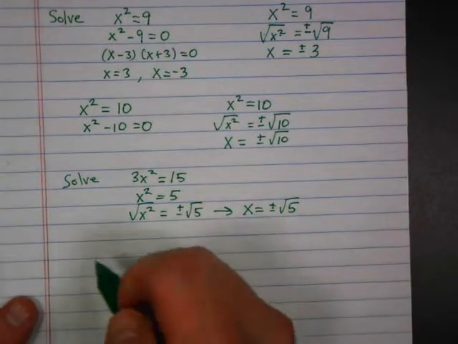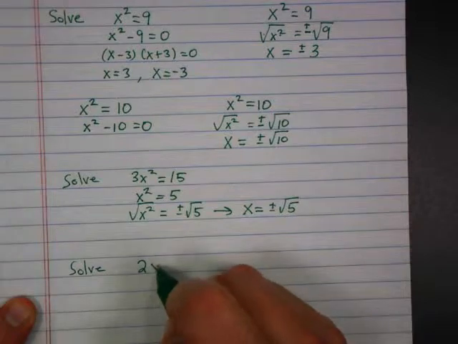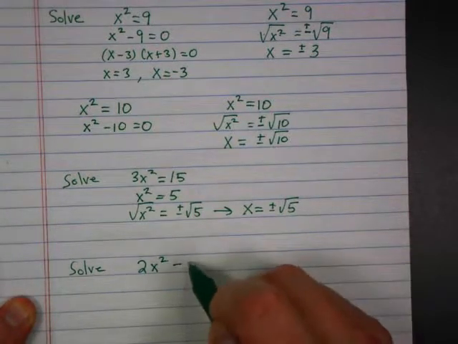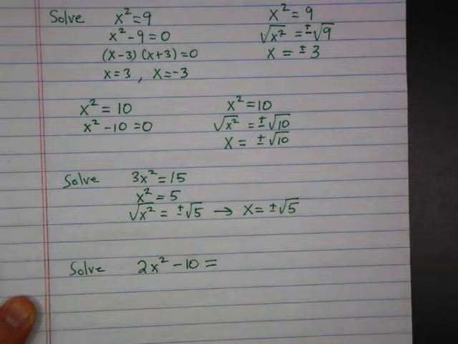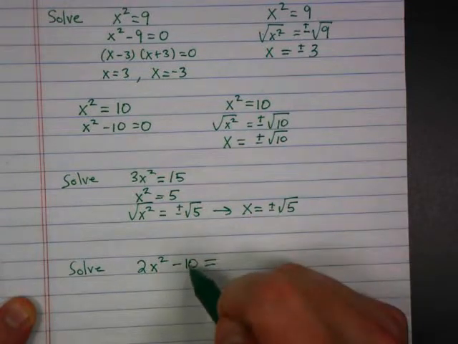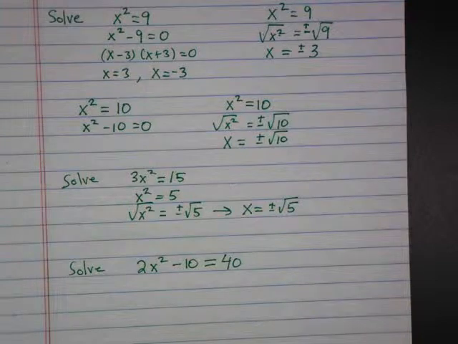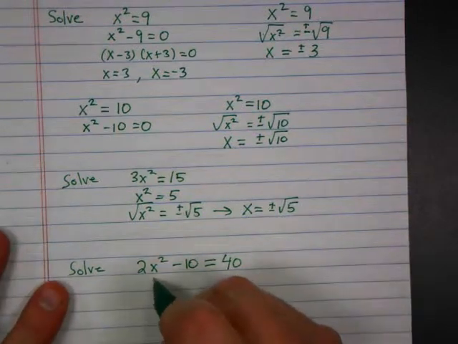All right, how about solve 2x squared minus 10 equals, I want a nice number here, how about 40? Add the 10 to both sides. Why do you want to add the 10 to both sides? You're trying to get the x squared by itself. Correct. Before you can do square roots, you've got to get the square thing all by itself. So you should start on this one by adding 10 to both sides.